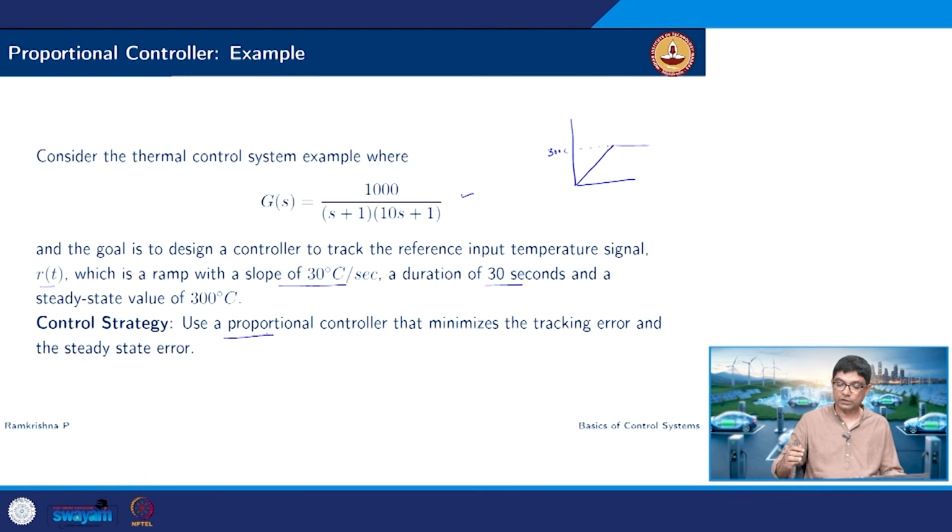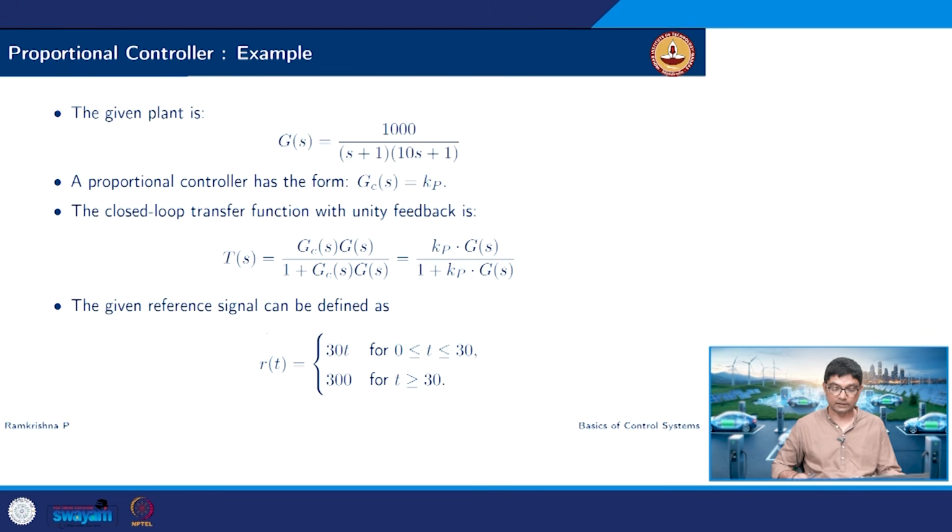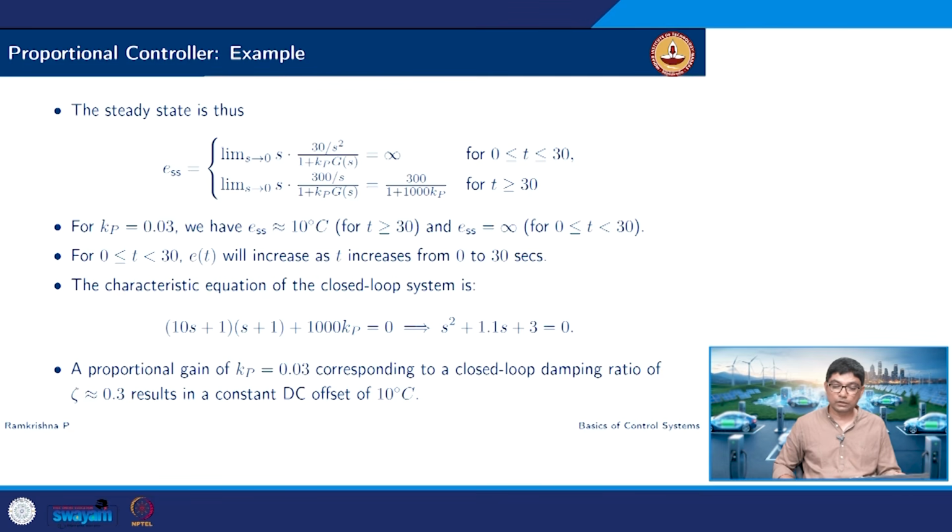So, can I use a proportional control that minimizes the tracking error and therefore the steady state error? Mathematically it would look something like this, with this being my closed loop transfer function. I look at what the steady state error is, through these little computations of how I compute the steady state error, and what we see is that a proportional gain of 0.03 corresponds to a damping ratio of 0.3 and results in a DC offset of 10 degrees.